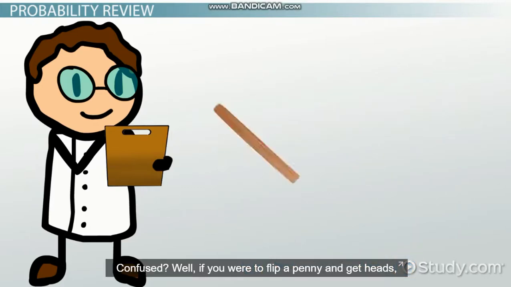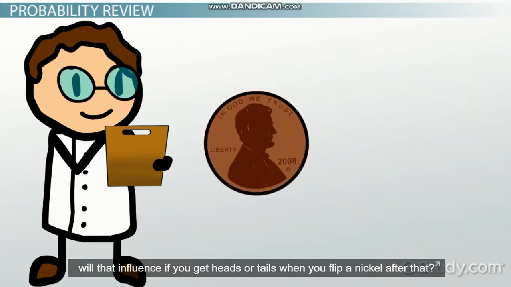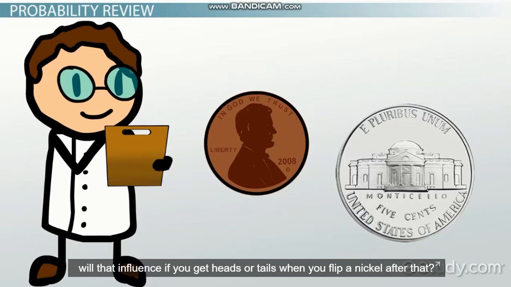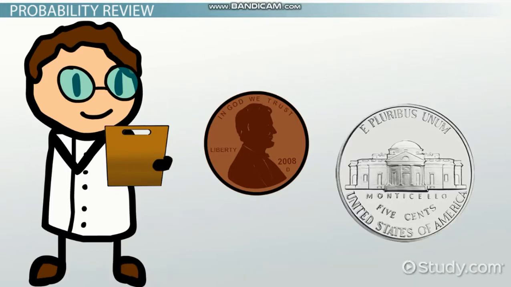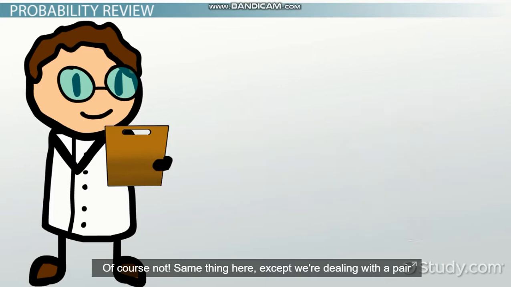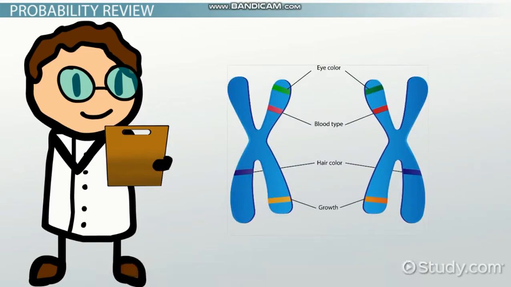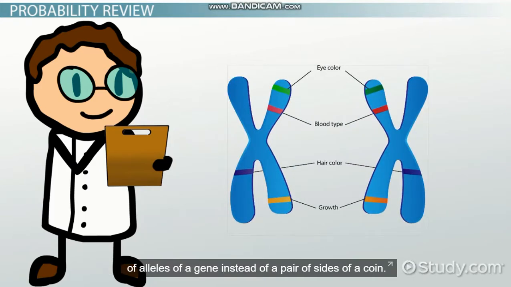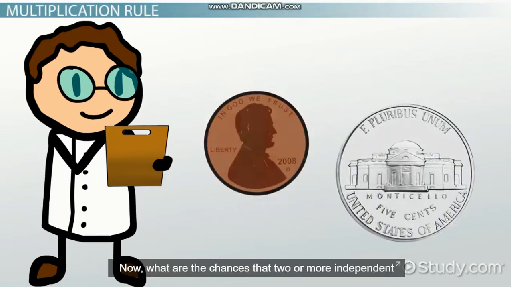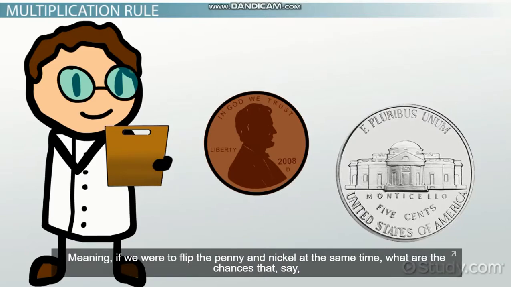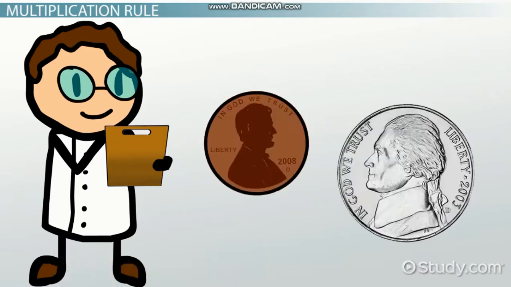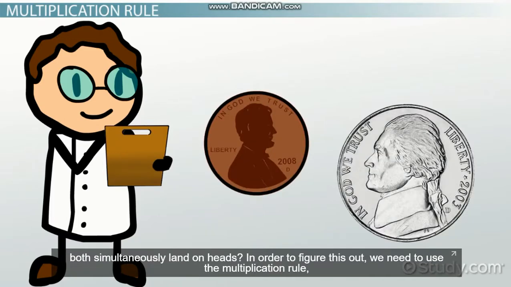Confused? Well, if you were to flip a penny and get heads, will that influence if you get heads or tails when you flip a nickel after that? Of course not. Same thing here, except we're dealing with a pair of alleles of a gene instead of a pair of sides of a coin. Now, what are the chances that two or more independent events will occur together in a specific fashion? Meaning, if we were to flip the penny and nickel at the same time, what are the chances that, say, both simultaneously land on heads?